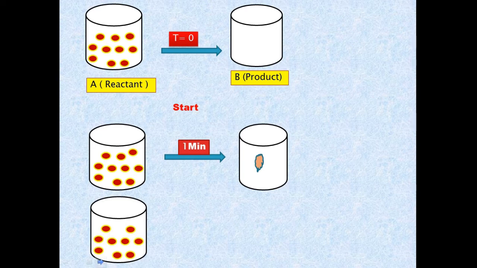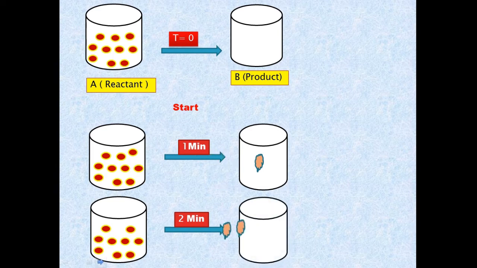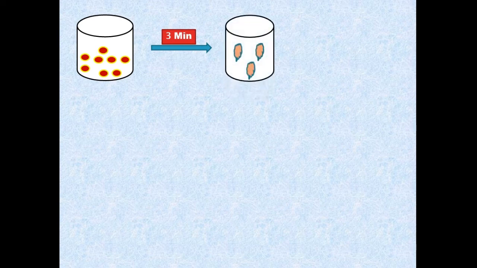Again, after 2 minutes, it is observed that reactant A are converted into product B. Out of 9 molecules of reactant A, one of them are converted into product B. After 3 minutes, reactant A are converted into product B. Out of 8 molecules of reactants, one of them are converted into product B.